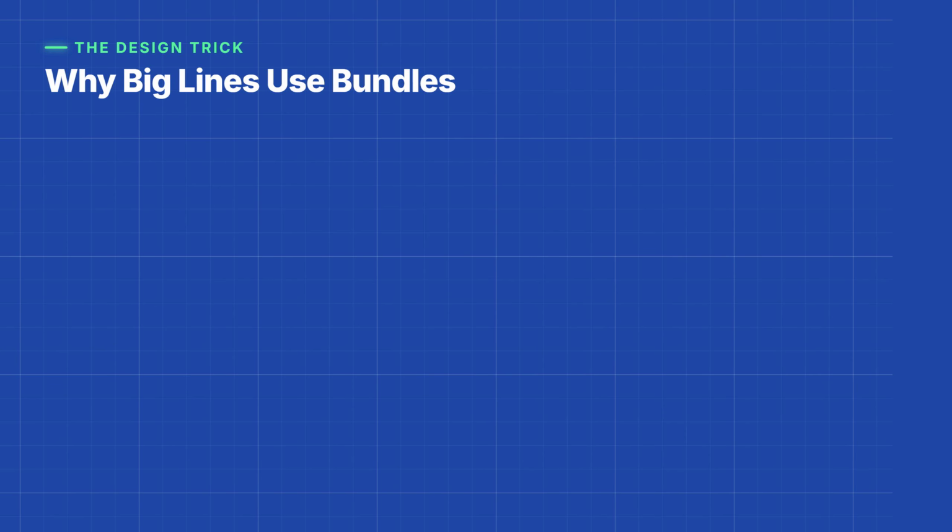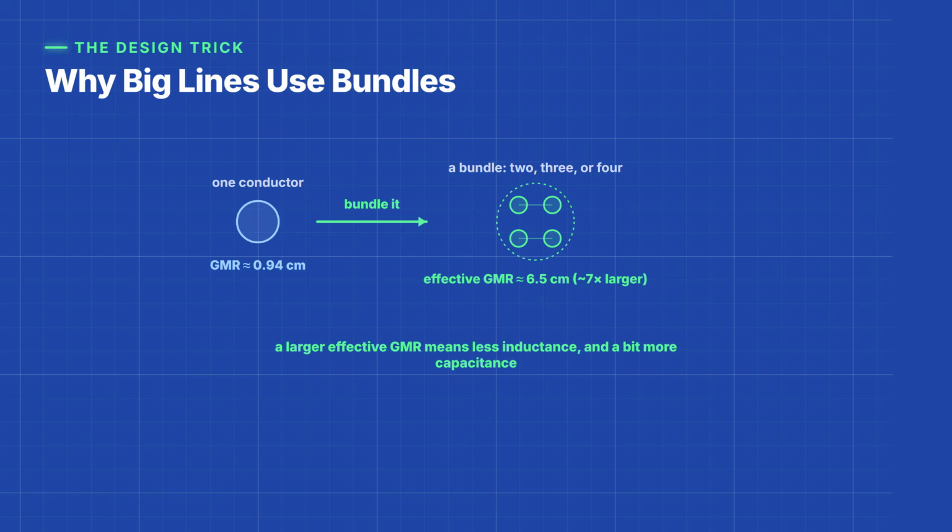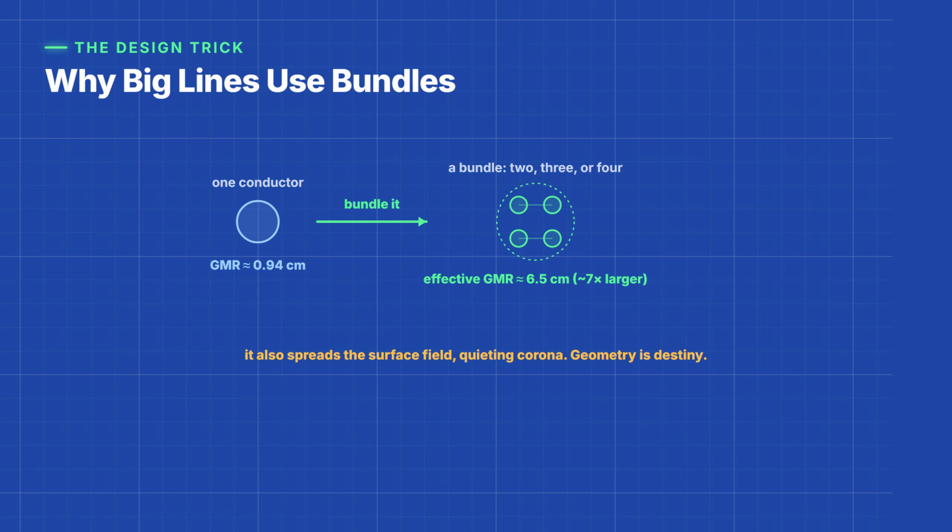Look closely at an extra high voltage line, and each phase is not one conductor but 2, 3, or 4, held apart by spacers. Why? It comes straight back to the geometry. Splitting one conductor into a bundle raises the effective GMR sharply, and a larger GMR means less inductance and a bit more capacitance. It also spreads out the electric field at the surface, which quiets the hiss and radio noise we call corona. The result is a line that carries more power, more efficiently. As the engineers say, geometry is destiny.